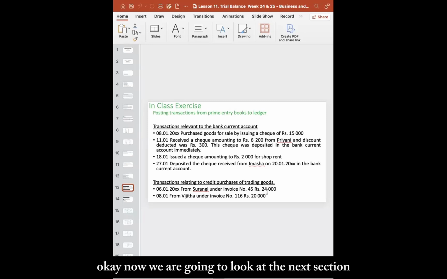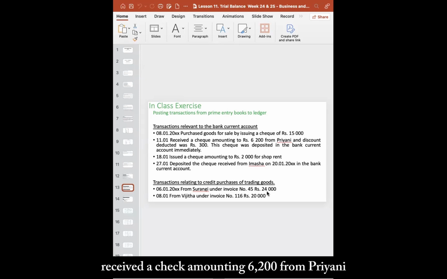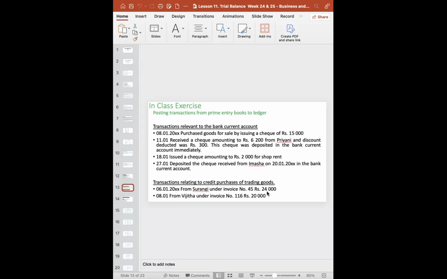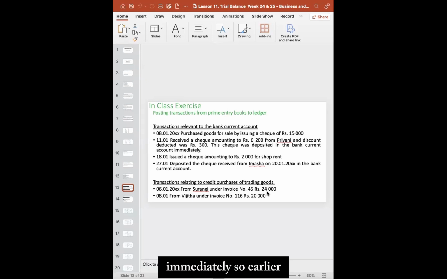Okay, now we are going to look at the next section, transactions relevant to the bank current account. Okay, let's read out the 4 transactions. On January 8th, purchase goods for sales issuing check of 15,000. On January 11th, received a check amounting 6,200 from Priyani and discount deducted was 300. This check was deposited in the bank current account immediately. So earlier also I told the difference.